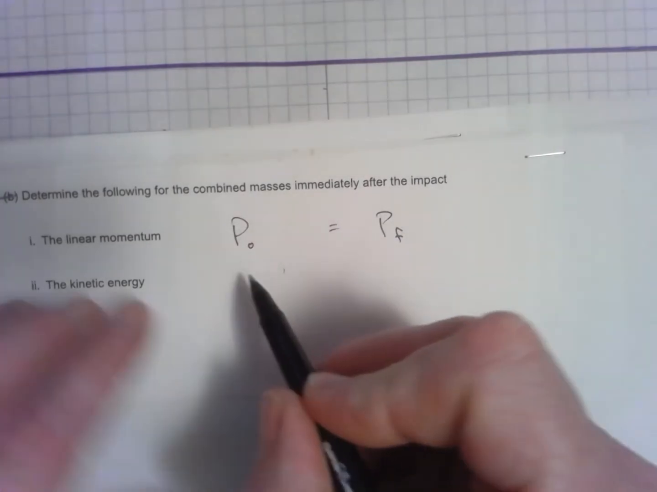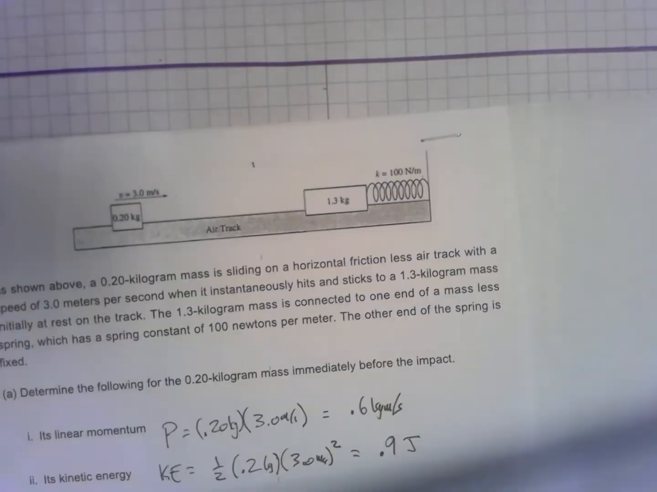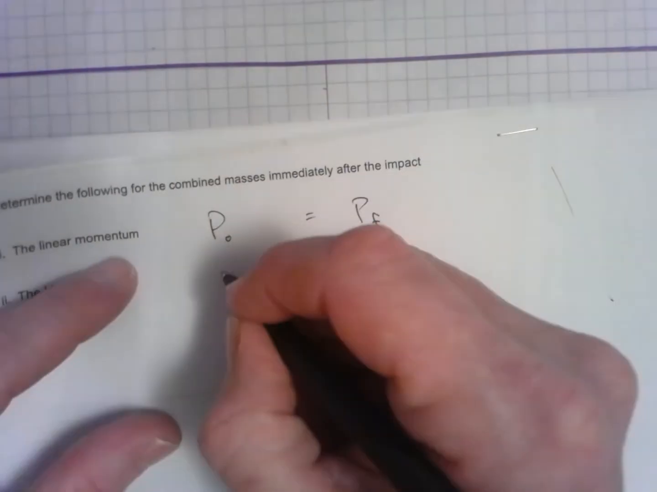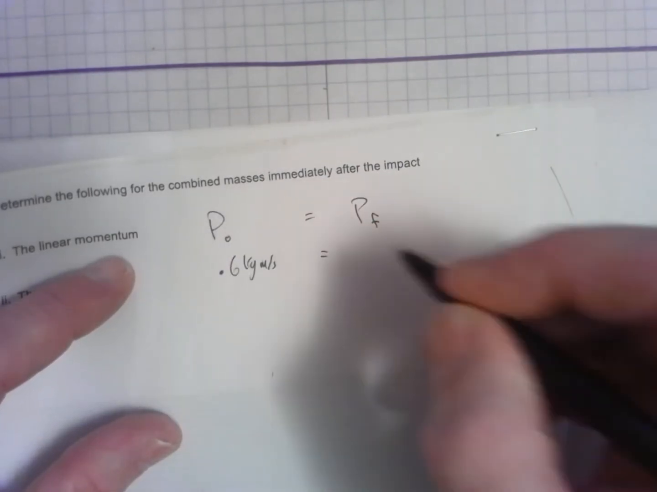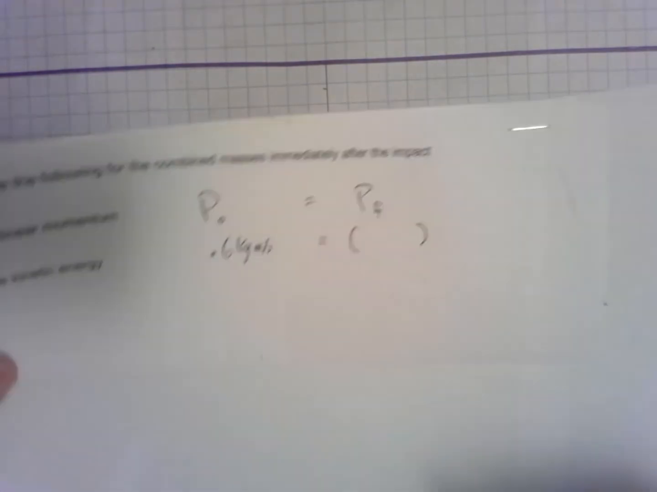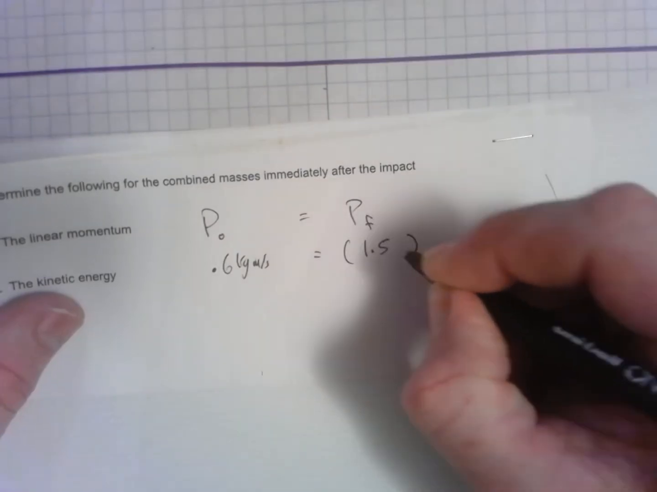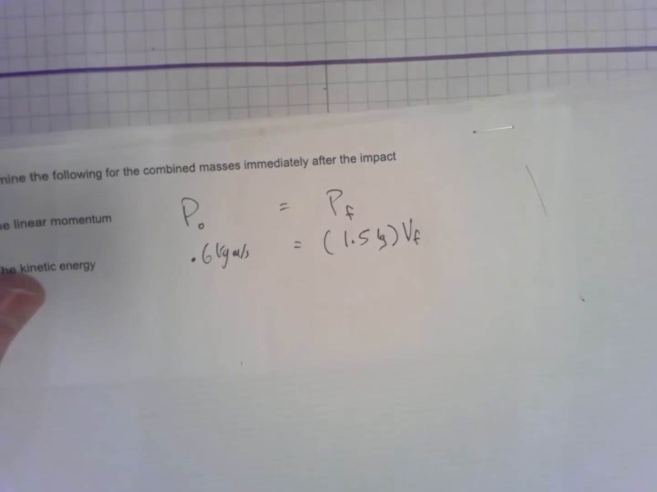The momentum before, we found a moment ago, is 0.6, I believe. Yep. Kilogram meters per second. The momentum after is the sum of their two masses. That's going to be 0.2 plus 1.3, so I get 1.5 kilograms times this final velocity that I don't know.